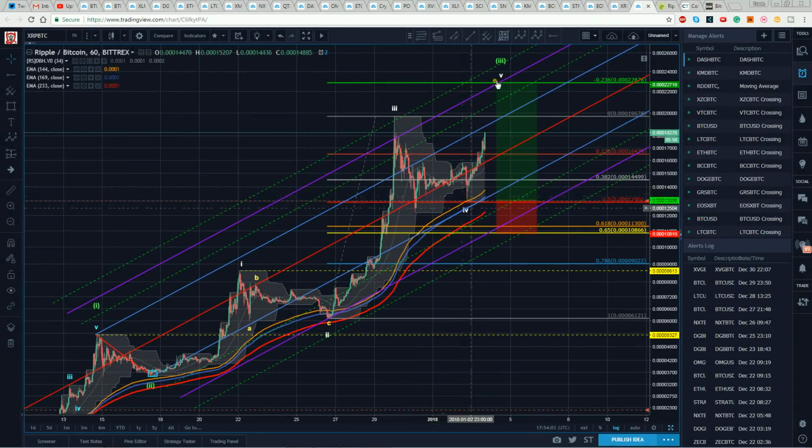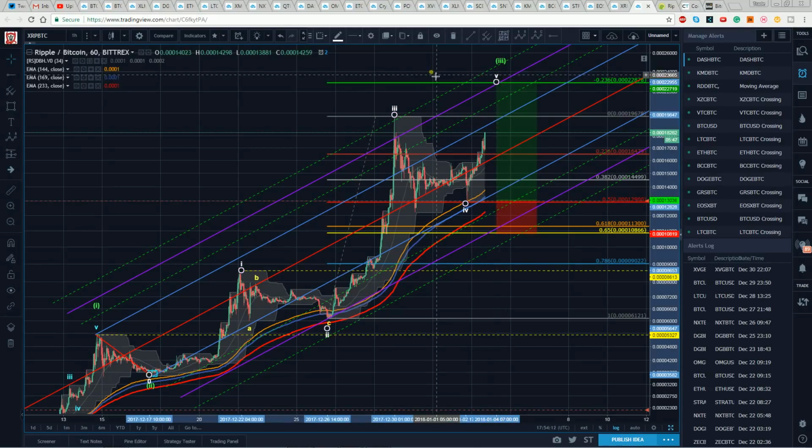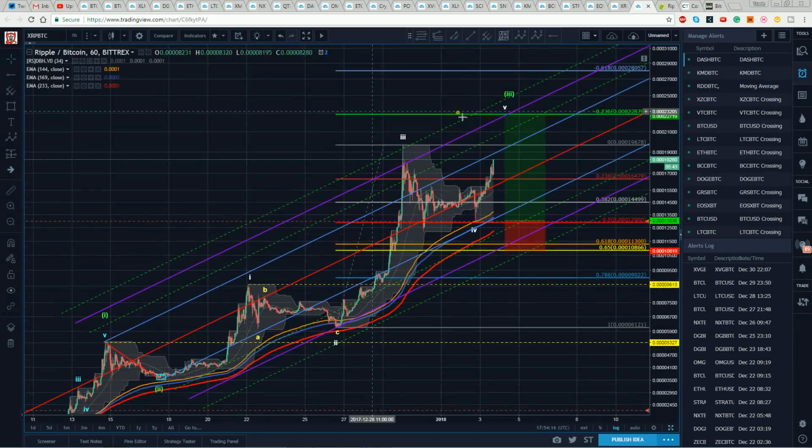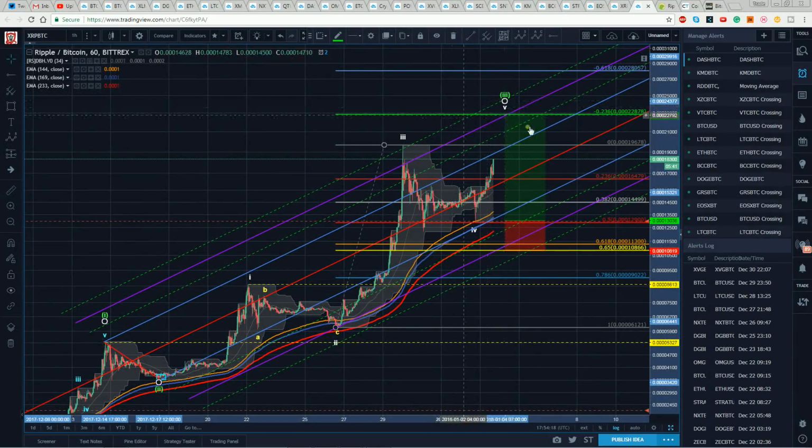So we know algos are going to want this, and we've got the upper parallel here to give us a target. So we've got a clean, clear target here for a fifth. Now, doesn't mean it has to stop there, but I would anticipate a reaction there. So for us, this is a clean entry here. We get 4.3 to 1.